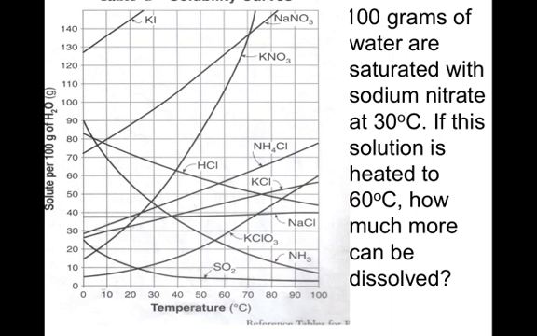So we've got a saturated solution of sodium nitrate at 30 degrees Celsius, which would put me here on my graph, and we've got a saturated solution at 60 degrees. So if I want to know how much more can be added, I simply subtract the two numbers, leaving me with about 30 more grams that can be dissolved at this higher temperature.